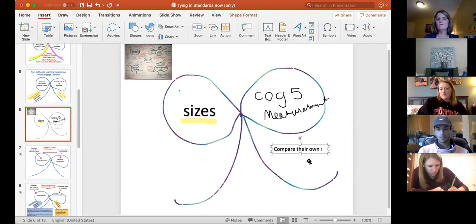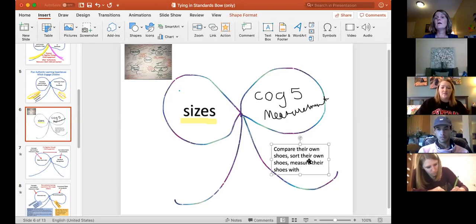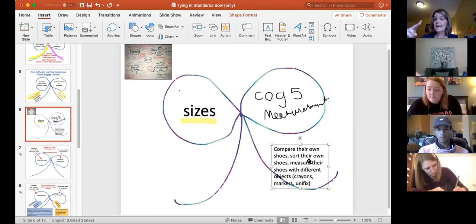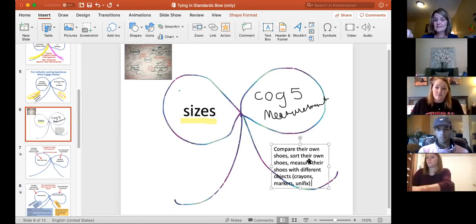Compare their own shoes, sort their own shoes, measure their shoes. What would they measure their shoes with? You could do like crayons or different objects from the classroom, like crayons, markers. And maybe Unifix cubes. So that's all non-standard measurement, right? When you're looking at pre-K and kindergarten standards in math under measurement, you're going to see non-standard units. When we measure with different objects, that's what that means.